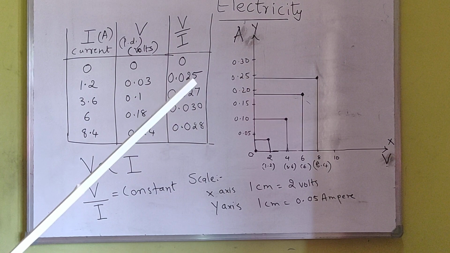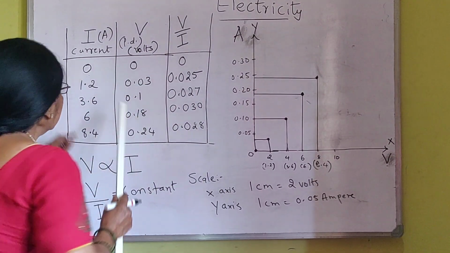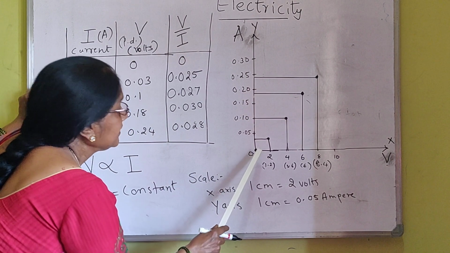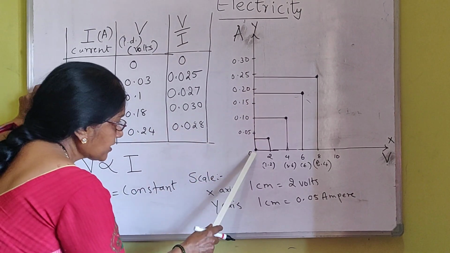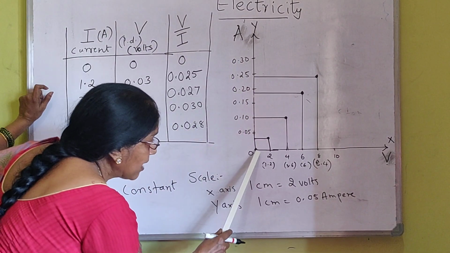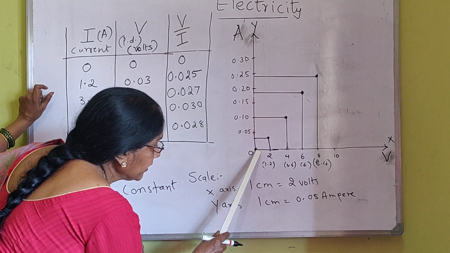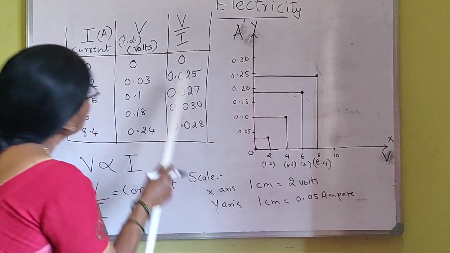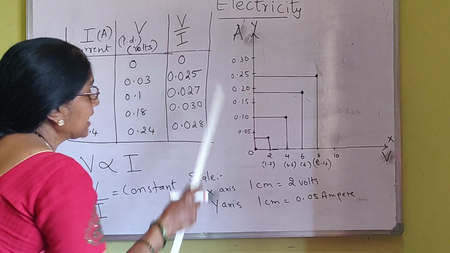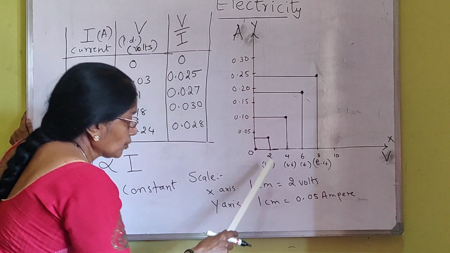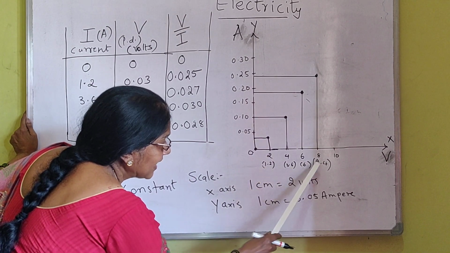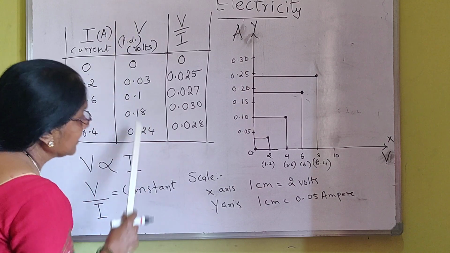Now let us see what happens. Now the first reading is 0, 0. So I have marked over here 0 volt, 0 ampere. It is marked over here. You can see a dot mark over here. This I have represented 2 volt, 4 volt, 6 volt, 8 volt. I told you about the cells I had shown. Each cell is having 2 volt. So that volt I have shown in the form of 1.2, 3.6 and 8.4 as in this table.